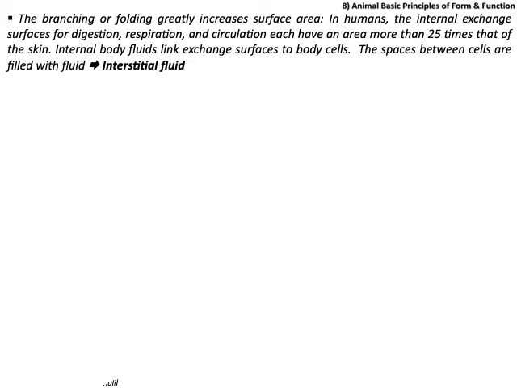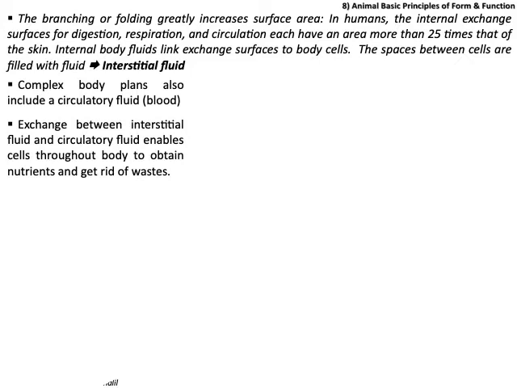Internal body fluid links exchange surfaces to the body surface. The spaces between cells are filled with fluid called interstitial fluid. This complex body plan also includes circulatory fluid, which enables the circulation of all the nutrients, which is the blood. The exchange between the interstitial fluid and circulatory fluid enables the cells throughout the body to obtain all their requirements of nutrients and get rid of all their waste.